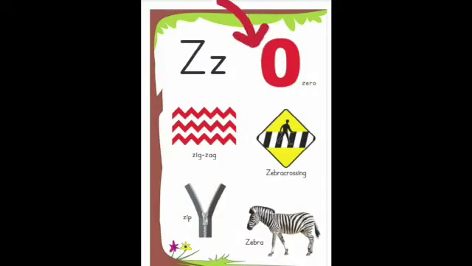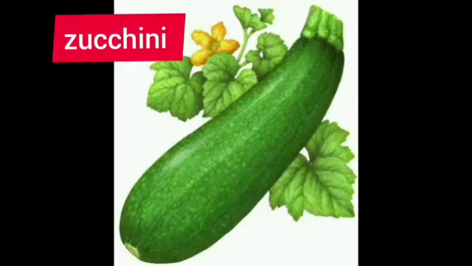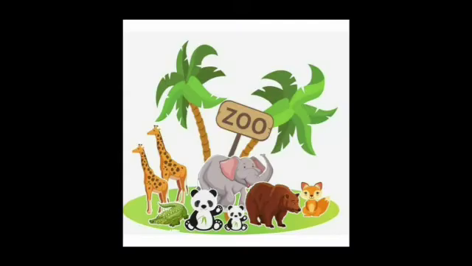Z for zero. Z for zigzag. Z for zebra crossing. We should always use zebra crossing to cross road. Z for zip. आपकी बैग में जिप होती है ना? Z for zebra. Zebra is a wild animal. Z for zucchini. Zucchini is a vegetable. Z for zoo. You can see many animals and birds in the zoo.